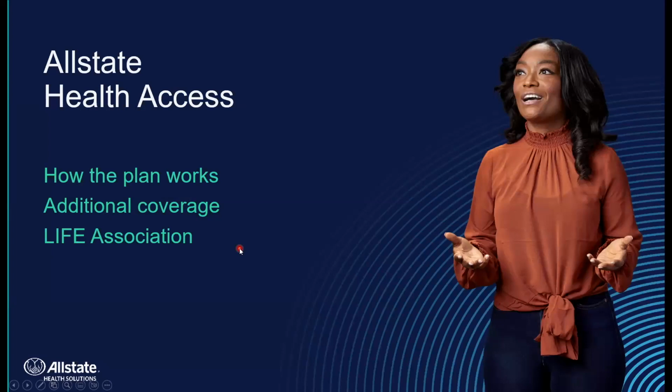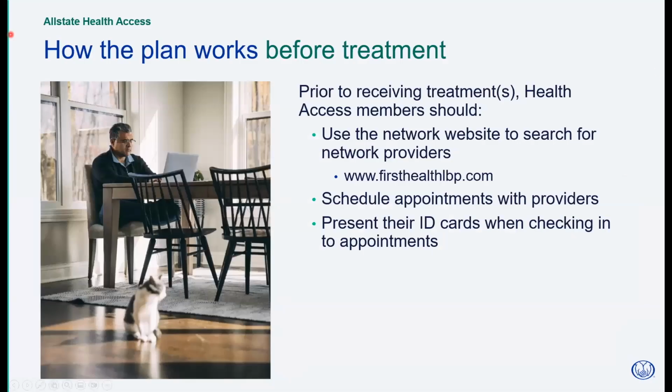Now we're going to talk a little bit about how the plan works, additional coverage, and the Life Association. Okay, so how does the plan work? Prior to treatment, what we want to do is go onto the First Health website and search for the providers they are looking for. At that point, you will instruct them to go ahead and schedule their appointment with their provider.